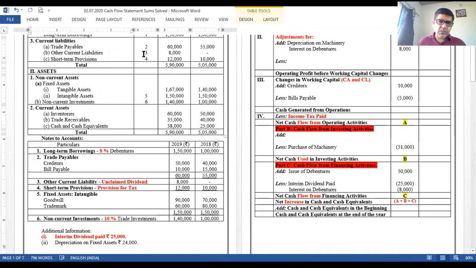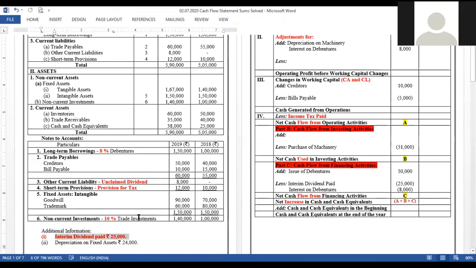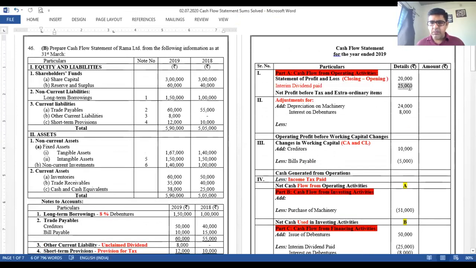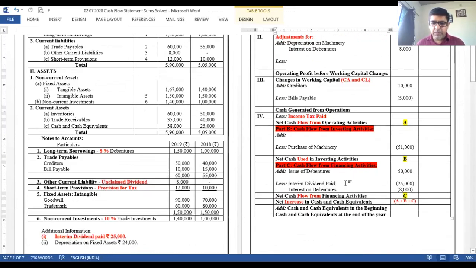Other current liabilities, we can see that note number 3 is given. So let us go to other current liabilities, note number 3. Okay, unclaimed dividend is given. I should have taken care of this in the beginning. Unclaimed dividend, I already have marked with red. This is a very, very important point. See, interim dividend paid, we can see that it's 25,000. The two effects shown to you were, one is over here. This is when you propose, it has to be added back to the statement of P&L. But when you talk about the dividend paid over here, I need to do some correction now.